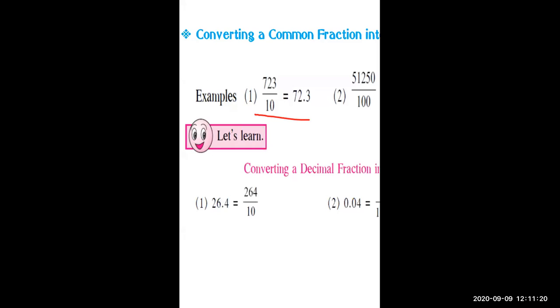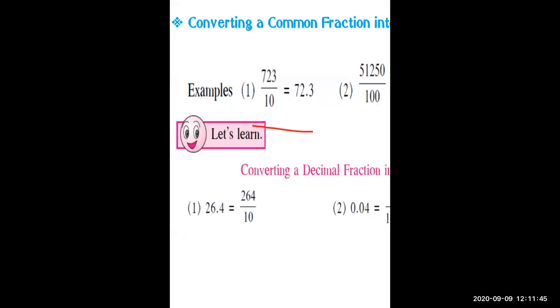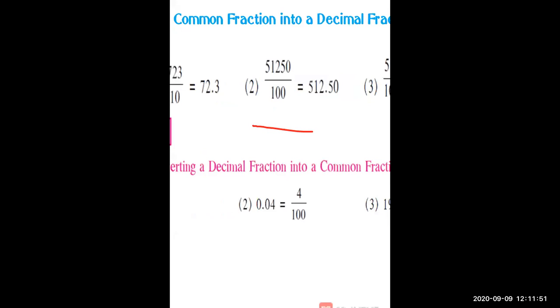Now here you have to write 723, and 10 is given, so you have to put a point after one number. Before 3 is one number, so we have put the point before 3. So we can read it as 72.3. I hope now you have understood how to convert a common fraction into a decimal fraction. Now we will move to our next one.